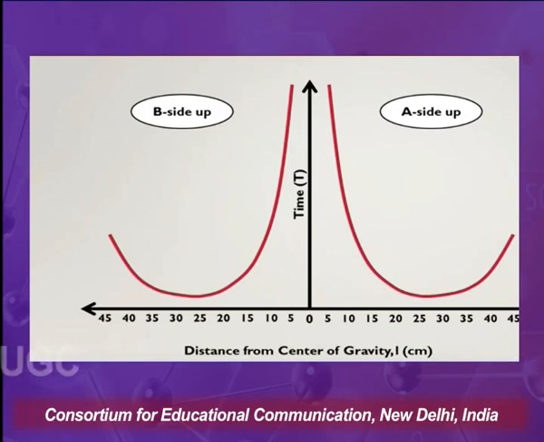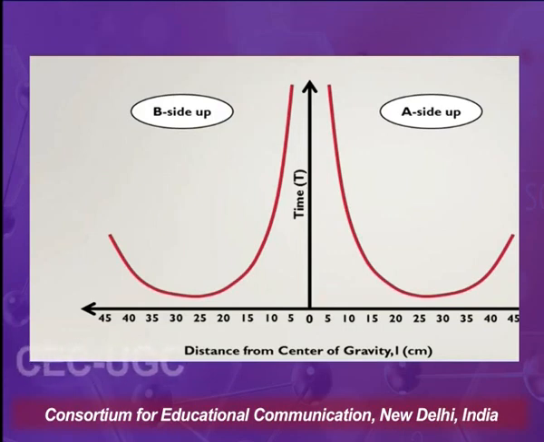When the A side is up you will get this type of graph, and when the B side is up you will get this type of graph. You have to draw the graph freehand so that you get this type of graph. With the help of that graph, you now have to find out L.